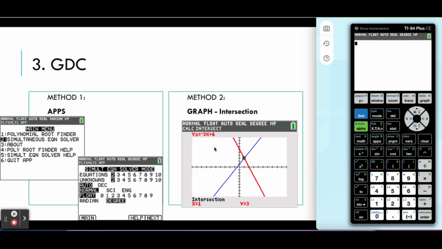The second method is graphing it. So in your graph, you go y is equal to, you would put in your two equations. Now making sure that the equation needs to be in the form y is equal to mx plus c. And then you're going to graph it, and then you're going to find the intersection point. So second function, trace. Intersection point is the fifth option. And you're going to click on the first curve, which is the blue one, enter. Second curve, which is the red one, enter. And then you're guessing the intersection point. You can just click enter anywhere, and they would give you the intersection point.